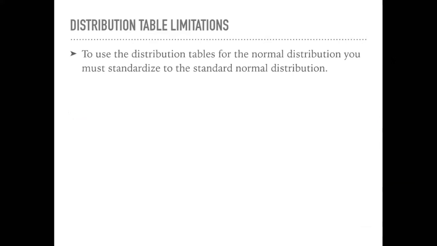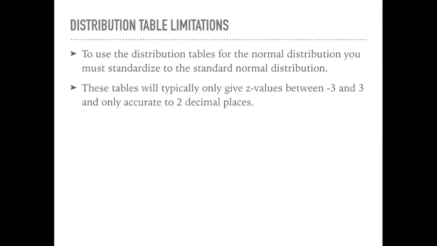Now, we've kind of seen some issues with the distribution table, haven't we? As we've worked through this, we've said, in order to use the distribution table, we have to first standardize. So it takes time. We could have a math error in there as we're doing that, right? So there's a little bit of room for error there. And then these tables only give our Z values between -3 and +3 and only accurate to 2 decimal places. What if I had a Z score that was accurate to 4 decimal places and I wanted to find that probability? Well, I'd have to round it to 2 decimal places and then find the probability, which means I'm not going to be near as accurate as I was wanting to be.